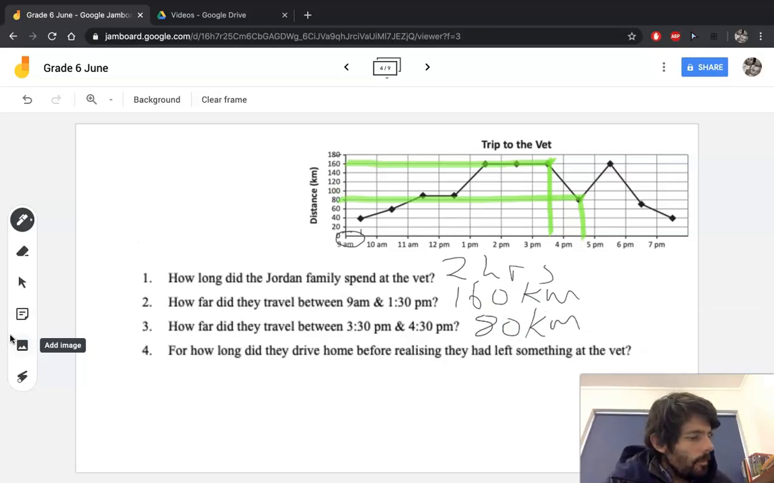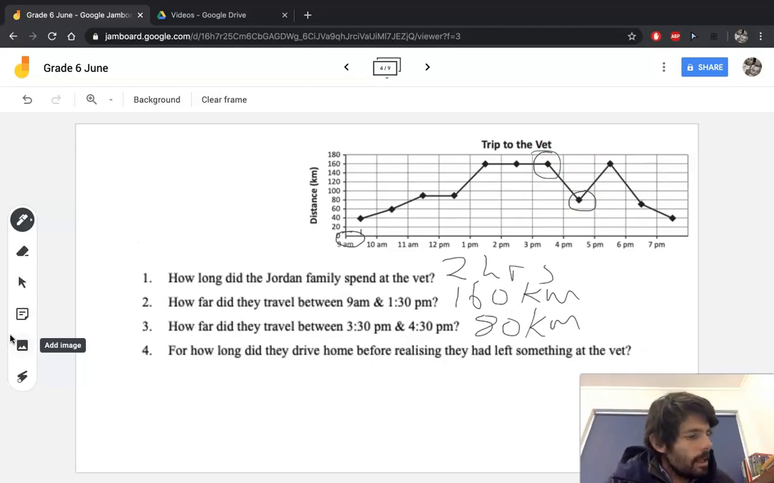Question 4. For how long did they drive home before realizing they had left something at the vet? So if you look at this particular graph, the further they get away from home, the higher the graph goes. Okay, and then when the graph starts decreasing in value, then they're getting closer to home. So from this point at 3:30 to the point at 4:30, they're getting closer to home.